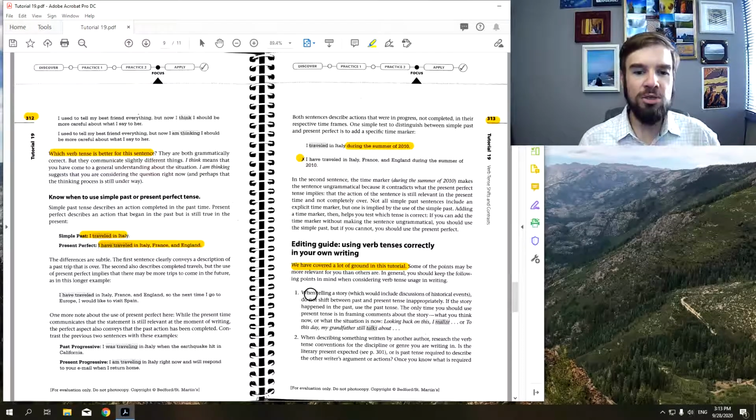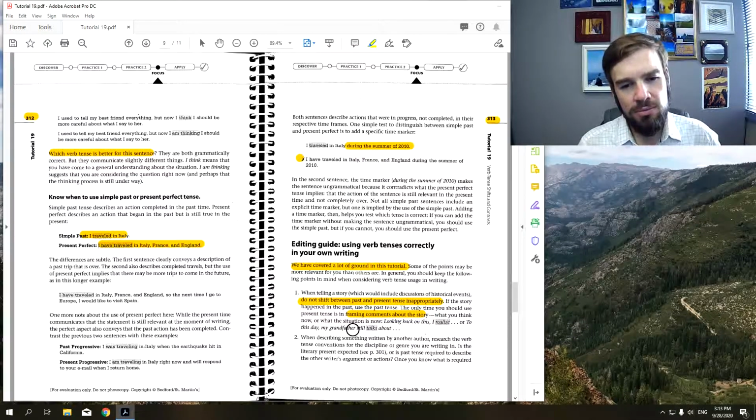1. When you're telling a story, which would include discussions of historical events, do not shift between past and present tense inappropriately. If the story happened in the past, use the past tense. The only time you should use the present tense is in framing comments about the story, what you think now, or what the situation means to you now. So, "looking back on this, I realize," or "to this day, my grandfather still talks about." 2.